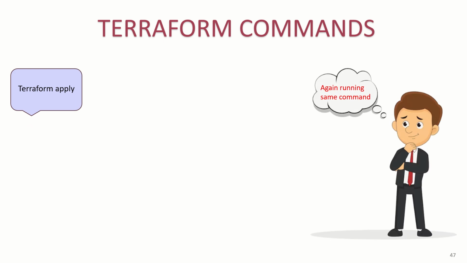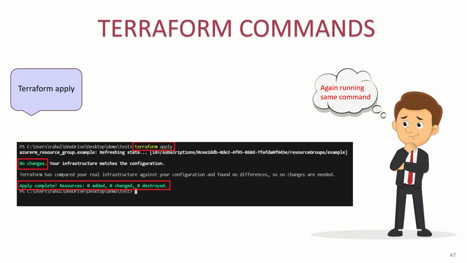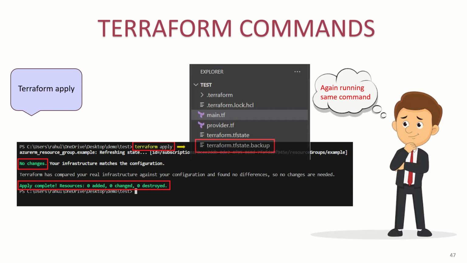Similarly, there is a question in our mind. Suppose we are running Terraform apply and accidentally we run Terraform apply again, then what will happen? In that case, Terraform is very smart. It will go to the terraform.tfstate file, and check the desired configuration against the current configuration, and if everything is the same, then it will say no changes, your infrastructure matches the configuration. So it is saying 0 added, 0 changed, 0 destroyed, meaning it is not going to do anything, because everything matches between the Terraform state file and your Azure cloud.